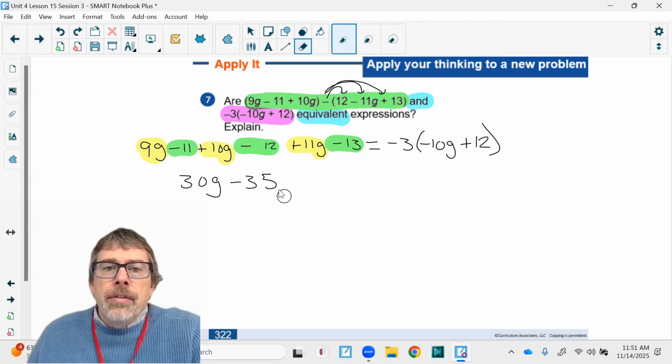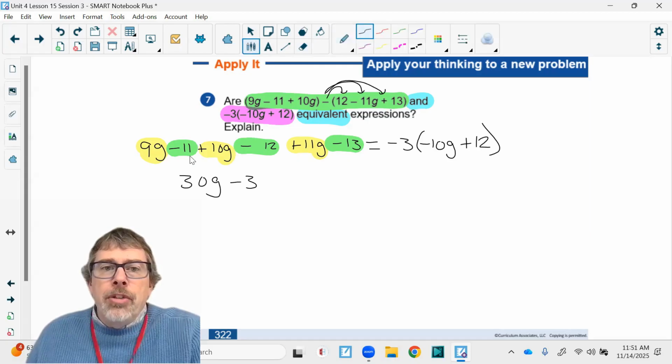Negative 36. Okay, let me do that again, make sure. 11 and 12 is 23. 23 and 13 is 36, and they were all negative, so it's 30g minus 36, and I'm checking to see if it equals this negative 3 times negative 10g plus 12.